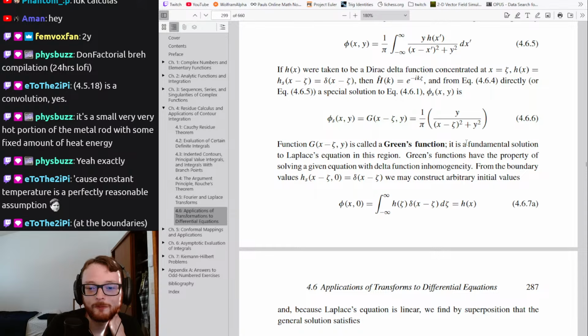And so they use the word fundamental solution without saying what's fundamental about it. Maybe they just mean important? But I feel like in differential equations, fundamental solution has a specific meaning that they don't talk about, I don't think.